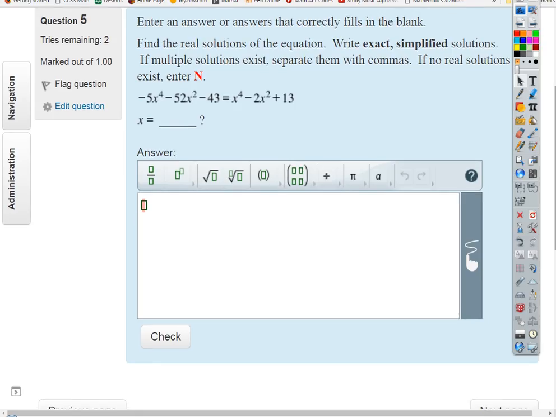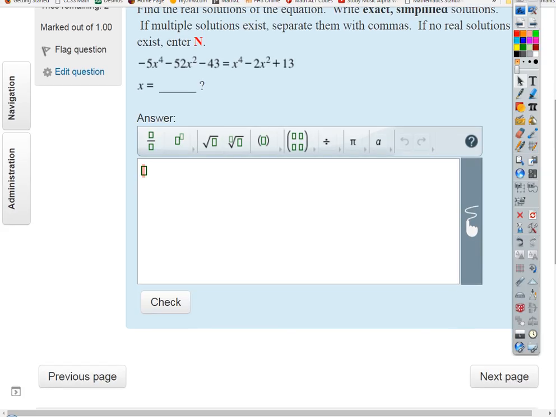Okay, let's see. I think we already, well, let's take a quick look at this. This will be the last one I'll probably get through.